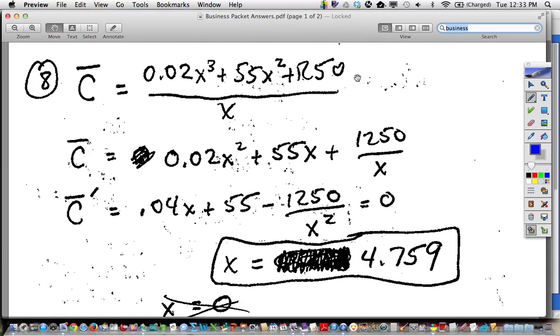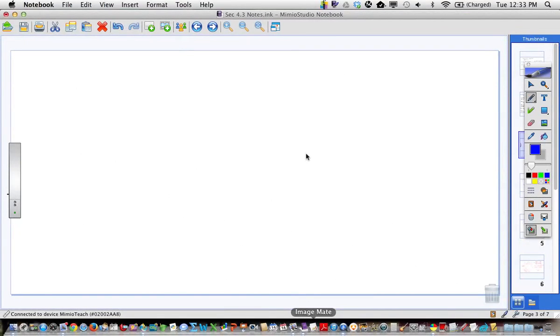So again, this might be a good one for a number line kind of situation. Okay, and this one would go negative to positive, I believe, because this one's a minimum. So it'd be the same kind of reasoning as the other.